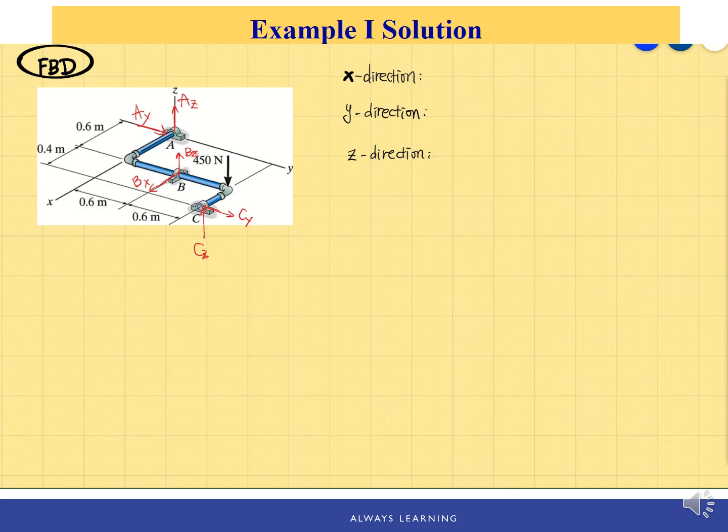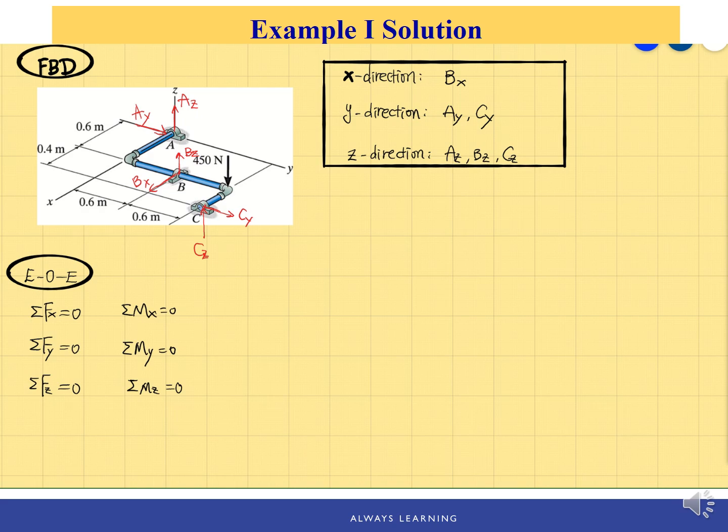In the x direction, we actually only have one unknown force, which is BX. That means if I write the equilibrium equation sum of Fx equal to 0, I can solve BX directly. And now in the y direction, the unknowns are AY and CY. Then in the z direction, the unknowns are AZ, BZ, and CZ. So there are 3 unknown forces along the z direction.